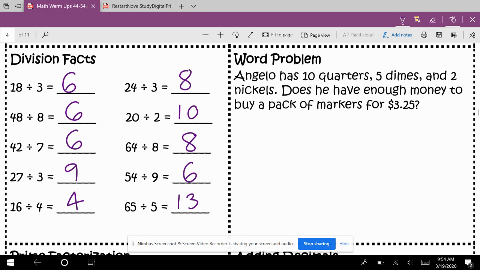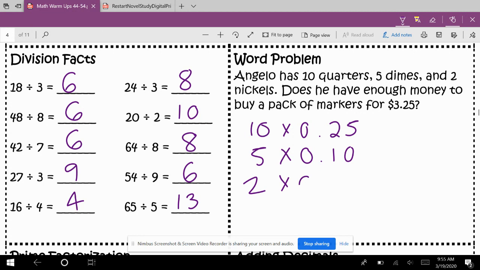So let me show you how we really set this up, and then we'll talk about something. So 10 quarters, 10 times 25 cents. 5 dimes, 5 times 10 cents. And 2 nickels, 2 times 5 cents. We have not done multiplication of decimals yet, so this is a little bit of a sneak peek. So you can go ahead and add these instead of multiplying, right? So think about how much money you would have if you had 10 quarters. We know that 4 quarters is $1, so 8 quarters is $2. So $2 with 2 quarters left over would be $2.50.